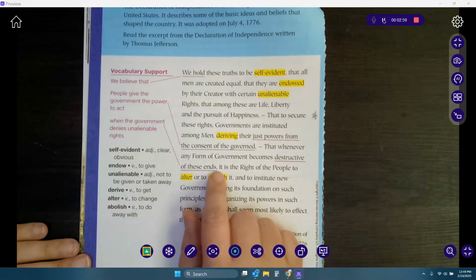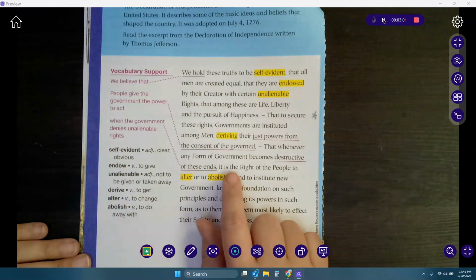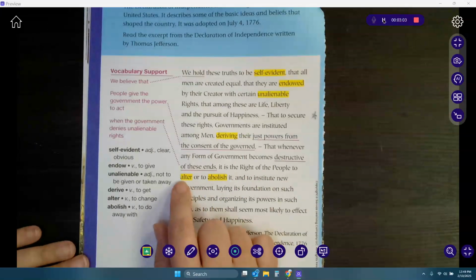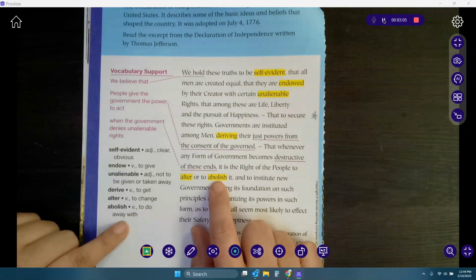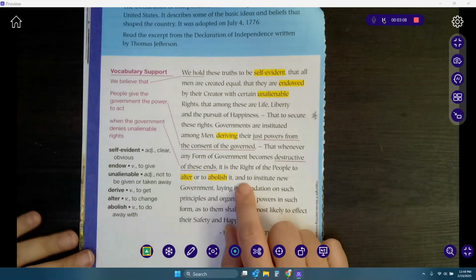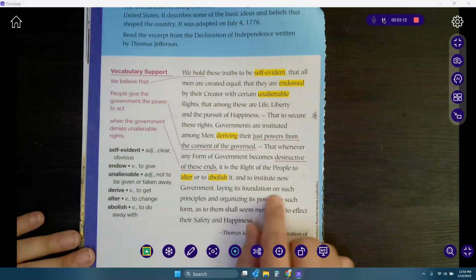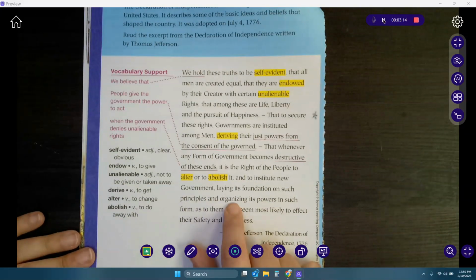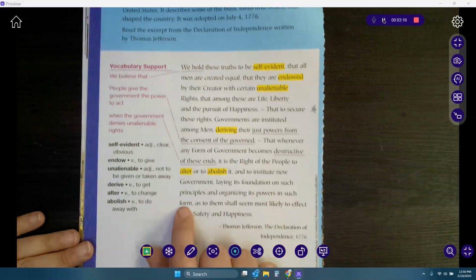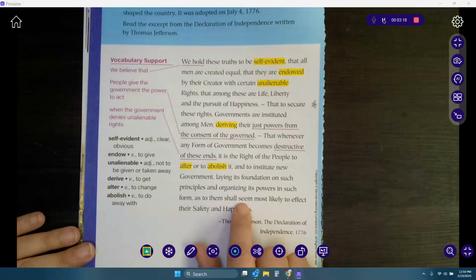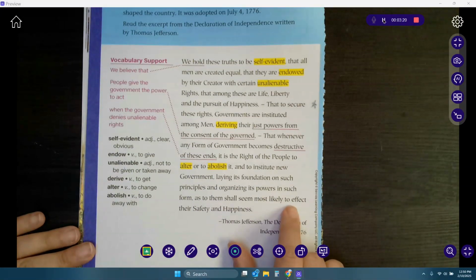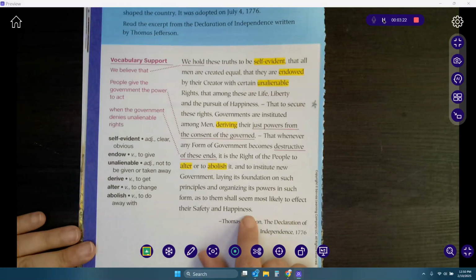of those ends, so when it hurts people's rights, it is the right of the people to alter, to change, or to abolish, to get rid of it, and to institute new government, laying its foundation on such principles and organizing its powers in such form as to them shall seem most likely to affect their safety and happiness. Thomas Jefferson, The Declaration of Independence, 1776.